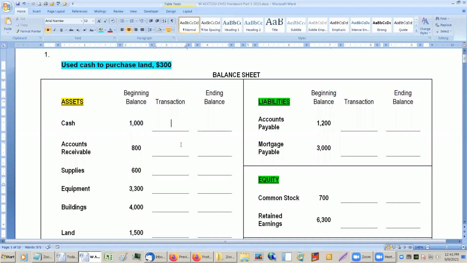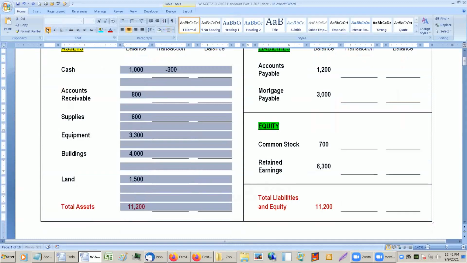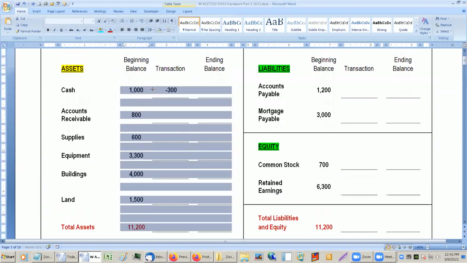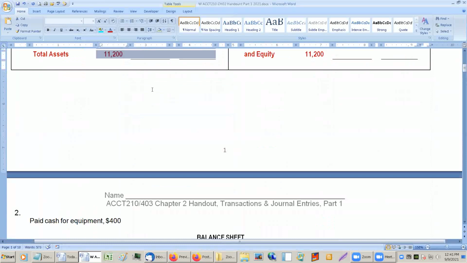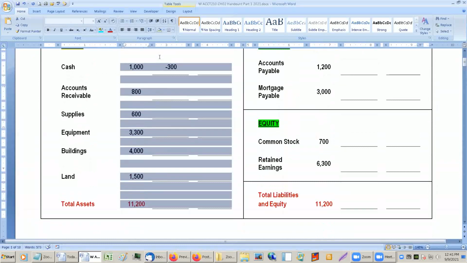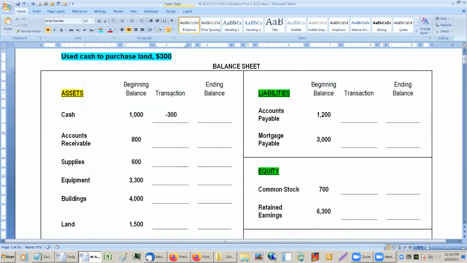So for this transaction, we're going to say cash goes down by 300, right? Can I make these bigger, bold or something? Oh, they already are bold. They don't look like bold. You're seeing me learn how to use a computer. All right, so our cash went down by 300.